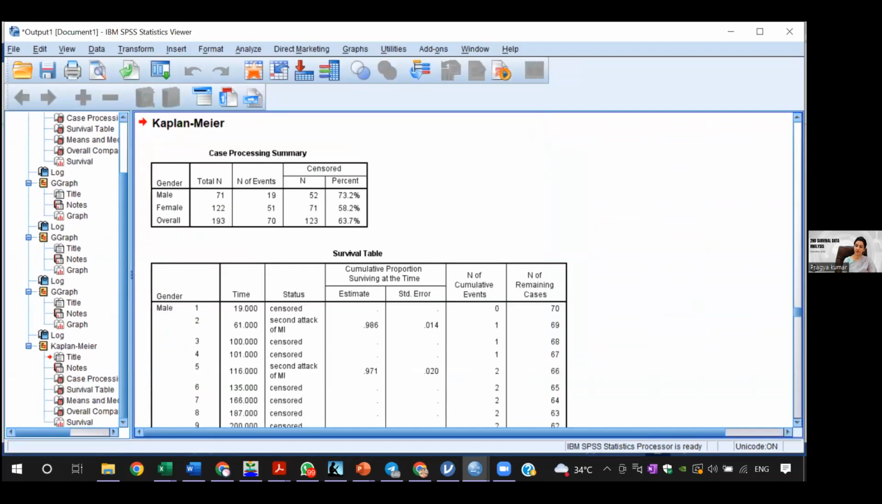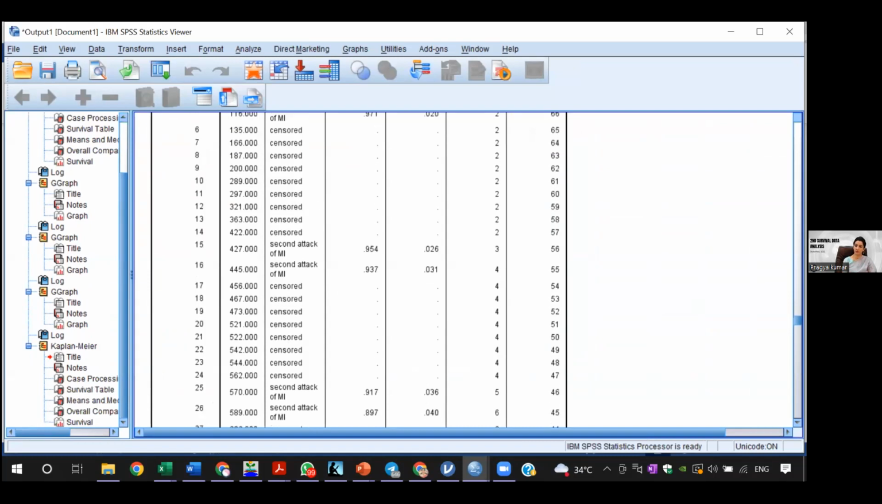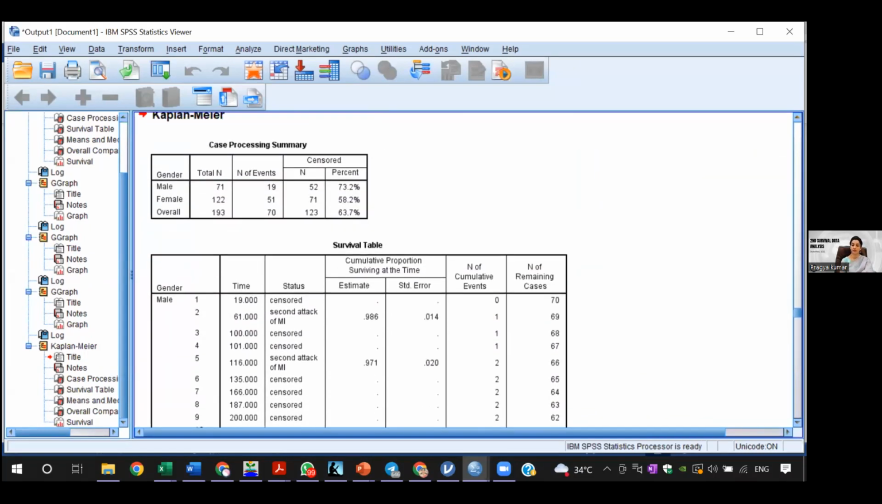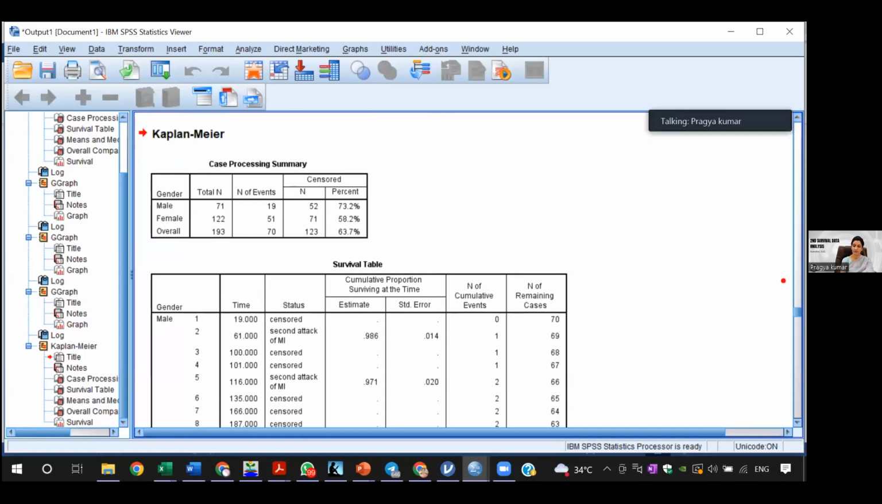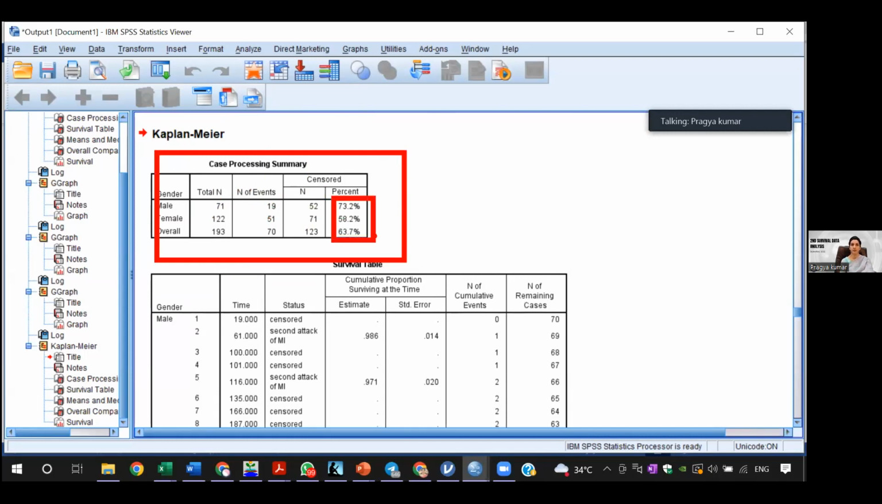Then you can see the survival table. So the first is it gives you the case processing summary. So if I come here, if you see this, this is the case processing summary. It tells you that there are 71 males and 122 females. And the number of events were 19 in females and 51 in males. And in censored also, you can see the amount of censorship. So in female, there were 73% censored data. That means more censoring was there in the male and less censoring was there in the female.